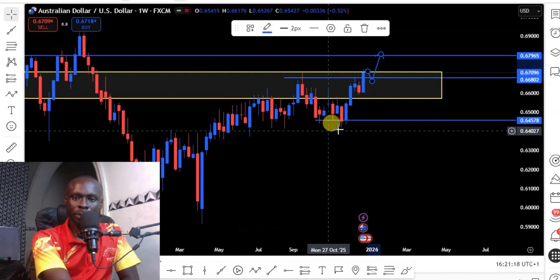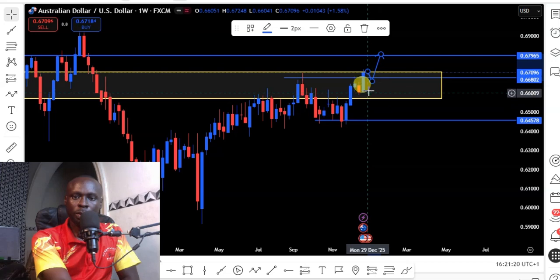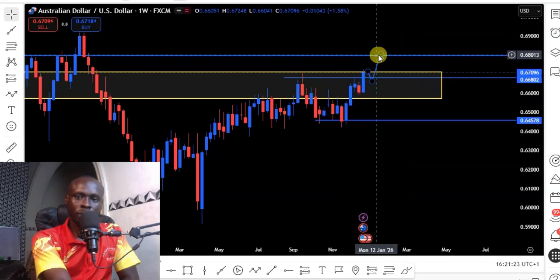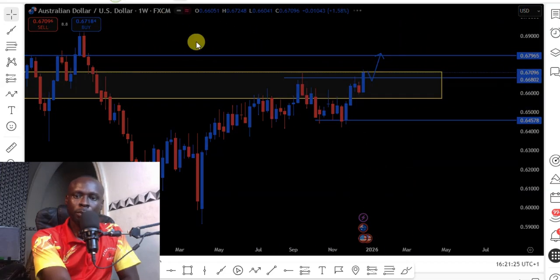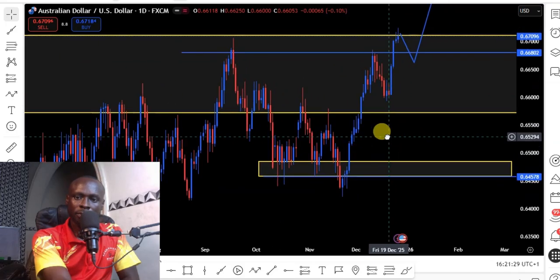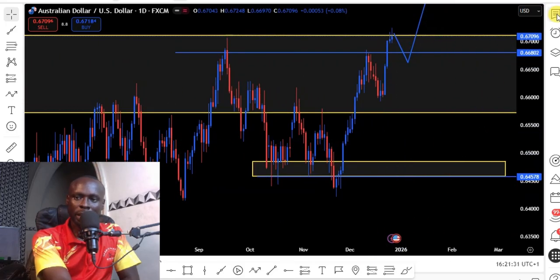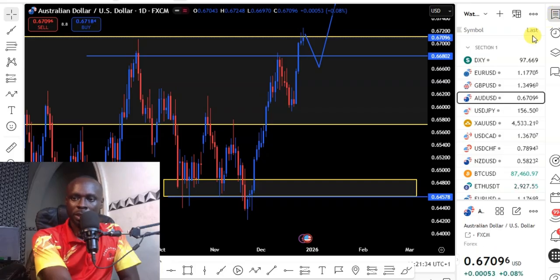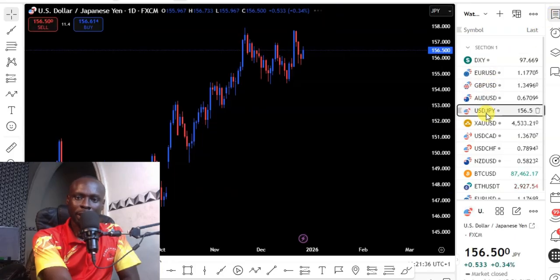Then you can also see that we have this bullish momentum, which is a bullish structure for the Australia USD to the top. So Australia USD remains bullish for this week. So we look for a buying opportunity for the Australia USD. So let's look at our next pair, which is the USDJPY.